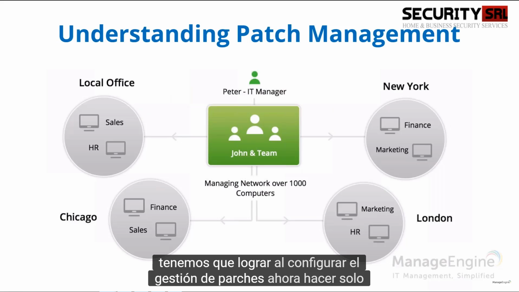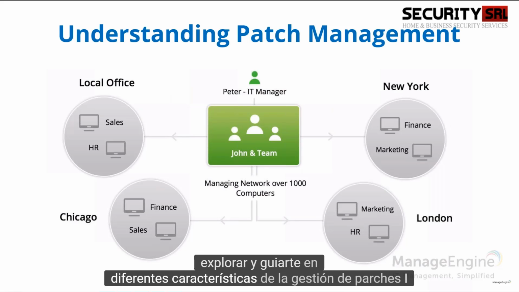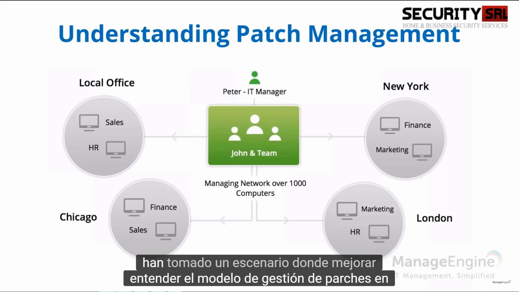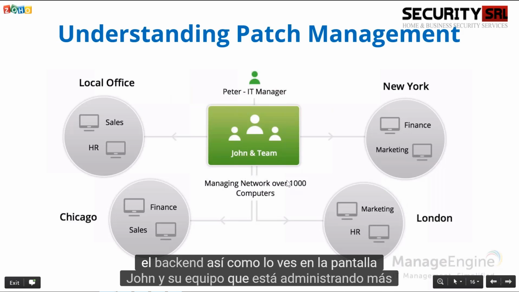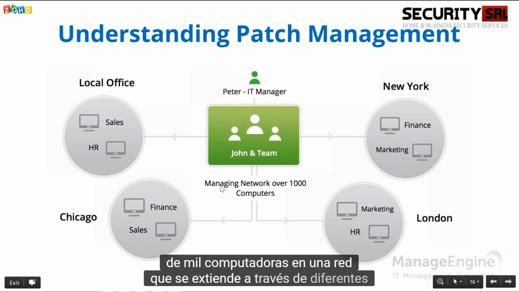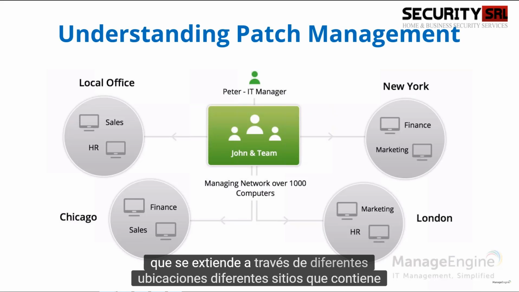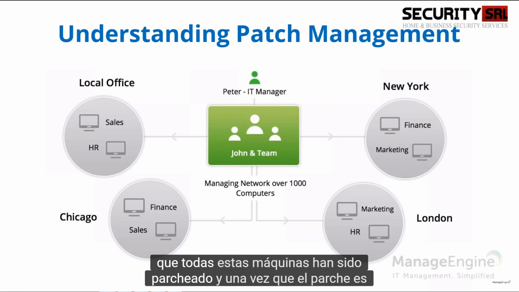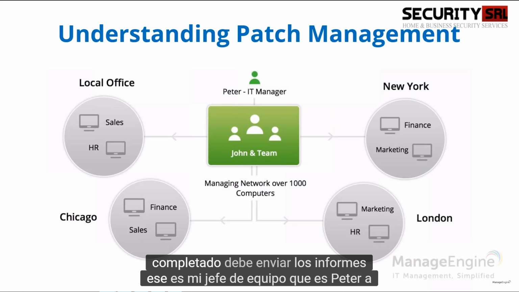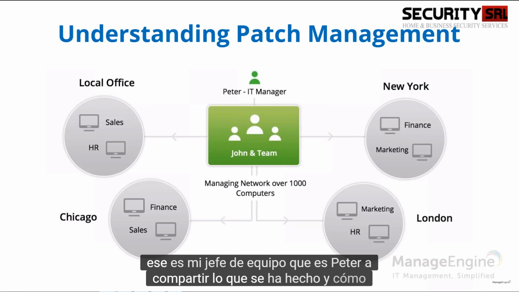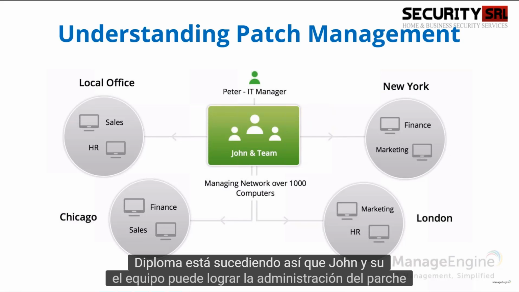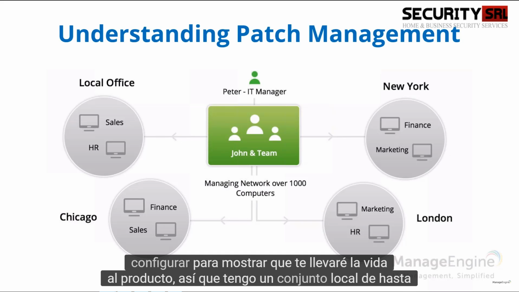Now, to explore and walk you through the different features of patch management, I have taken a scenario to better understand the patch management model in the backend. As you see on the screen, John and his team are managing more than 1,000 computers in a network which is spread across different locations and different sites, which contain different departments. He needs to ensure that all these machines are being patched, and once the patching is completed, he needs to send the reports to his IT manager, Peter, to share what has been done and how the deployment is going on. So how can John and his team achieve the patch management setup? To show that, I will take you live to the product.